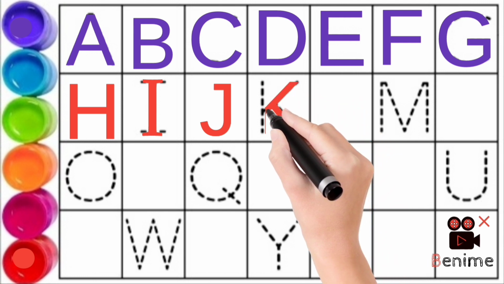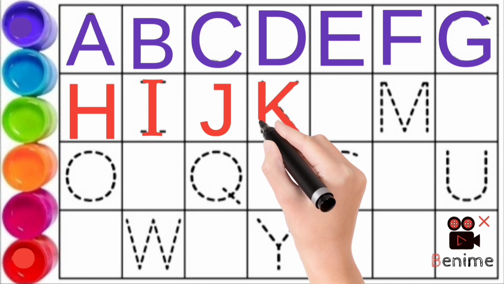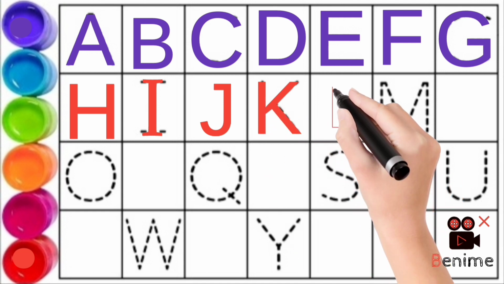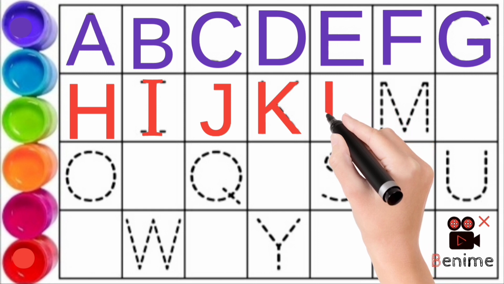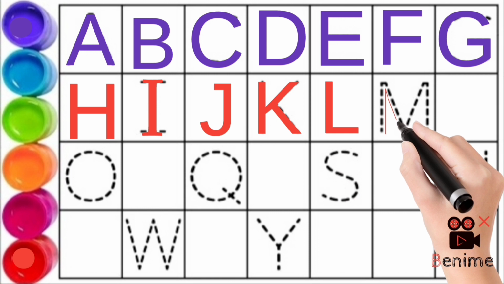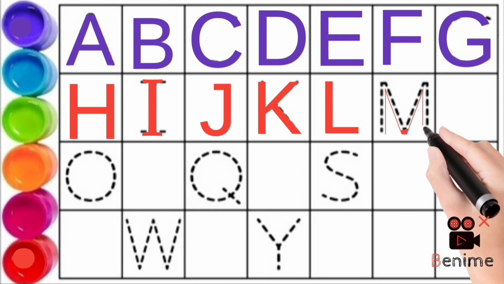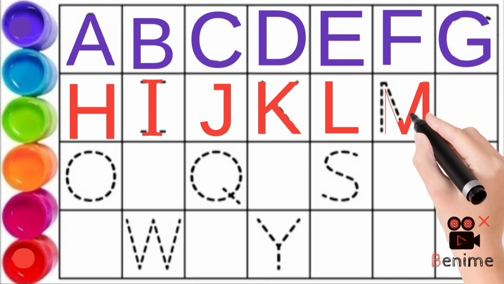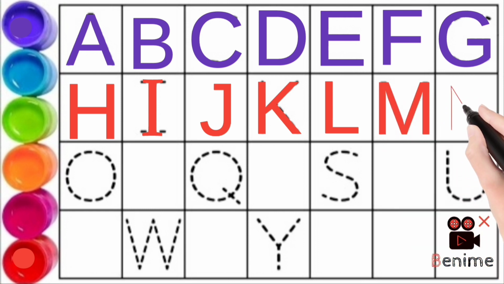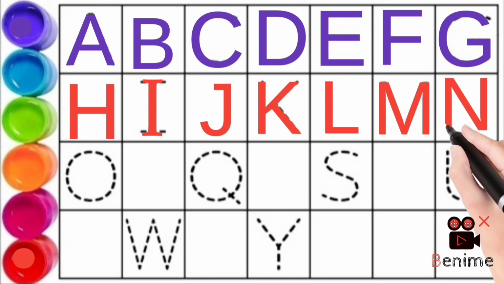K for kite. L for lion. M for mango. N for net.